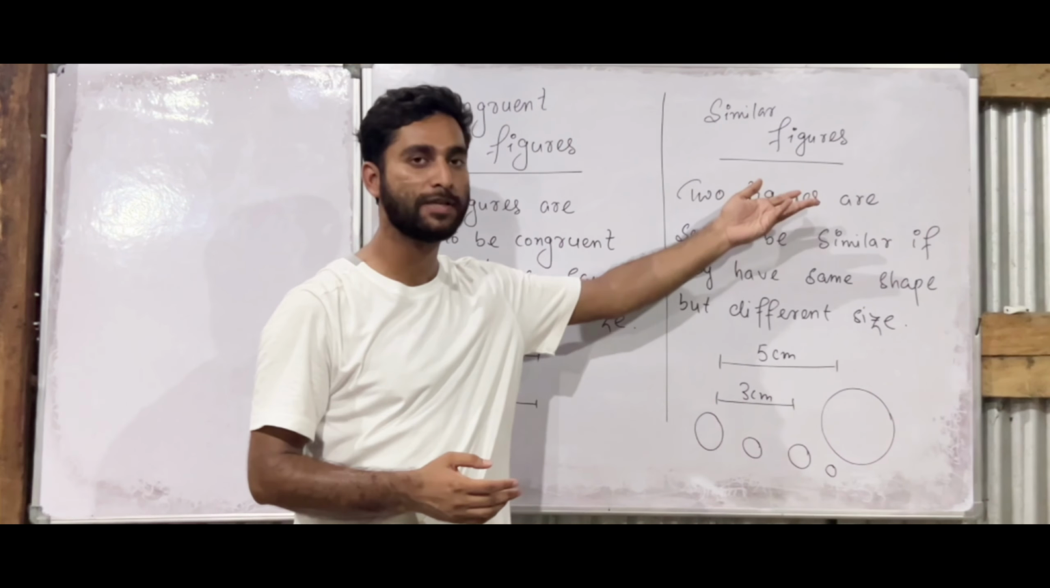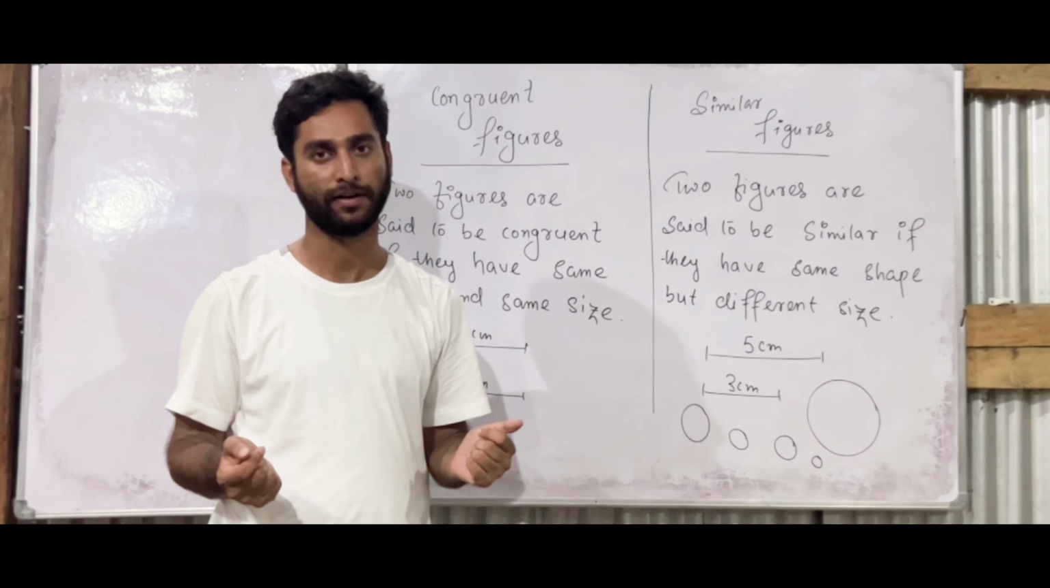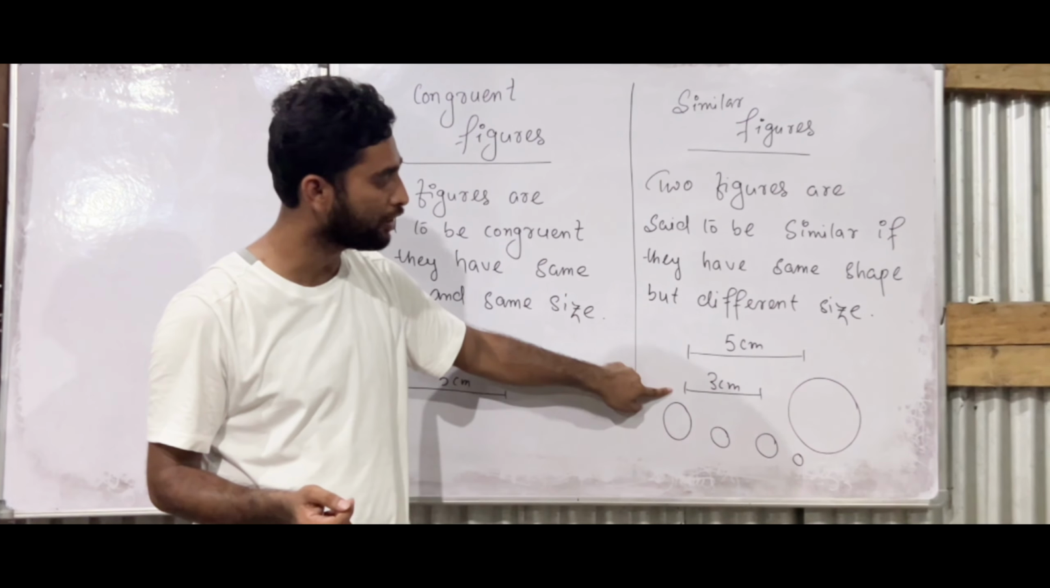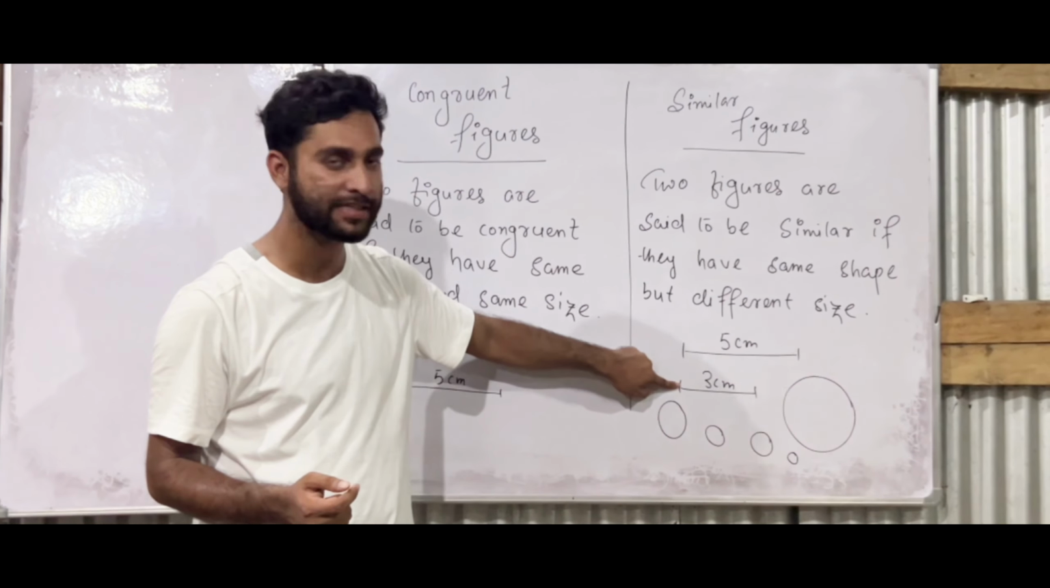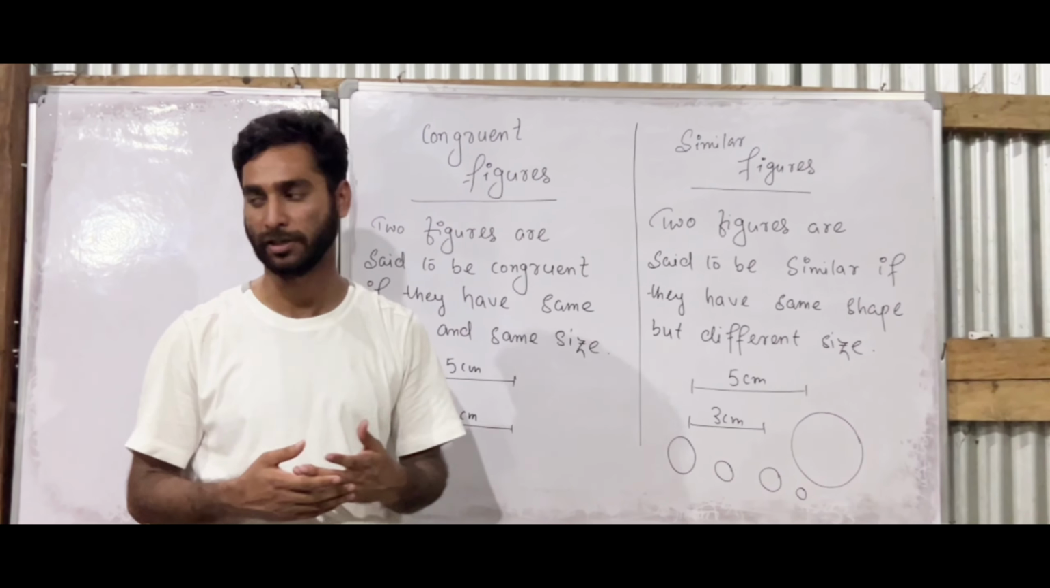Whereas in the case of similar figures, their shapes have to be the same, but the sizes can be different. For example, here you see I have drawn two line segments. Their shapes are the same, but their sizes are different. One is 5 cm and one is 3 cm.